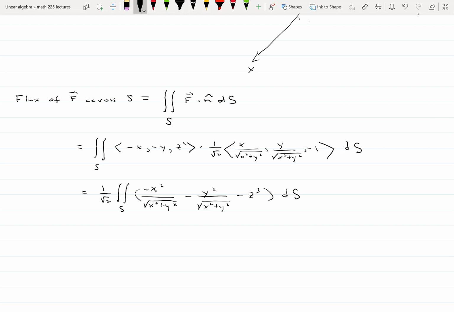This is a surface integral. This is the surface integral of f of x, y, z dS. This is what we started this section with. Okay, and how do we evaluate surface integrals? We stuff the formula for the surface into the function and convert it into a double integral. So this is 1 over the square root of 2 times the double integral over the region D in the xy plane. We'll look at that in a minute. Then we put the surface.